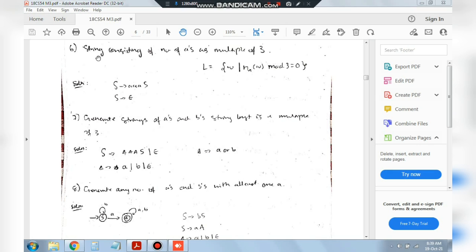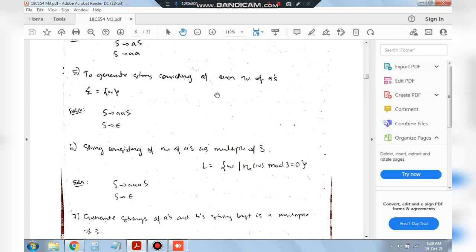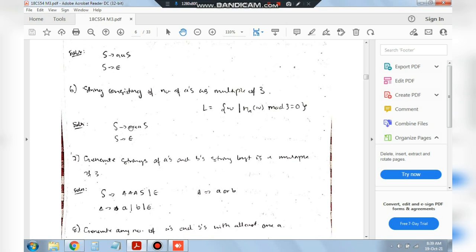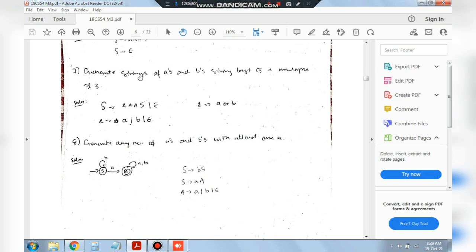Let's move on to the next one, which is a string consisting of a number of A's that is a multiple of 3. Okay. So the language given is that it should have only A and it should be a multiple of 3. Previously we discussed the even number of A's, meaning a multiple of 2, we had 2 A's, and now we have a multiple of 3, meaning 3 A's should be there. Okay. And to generate a string of A's and B's of string length a multiple of 3, in this we can have either A or B and a multiple of 3.